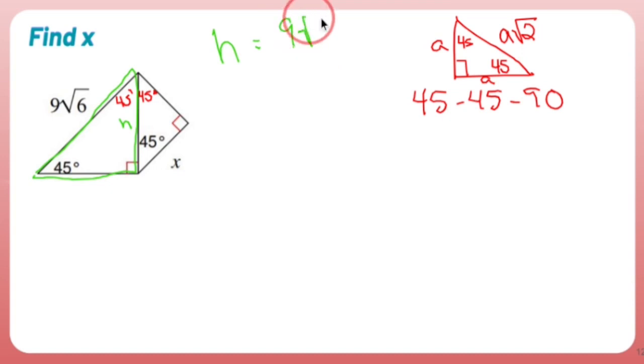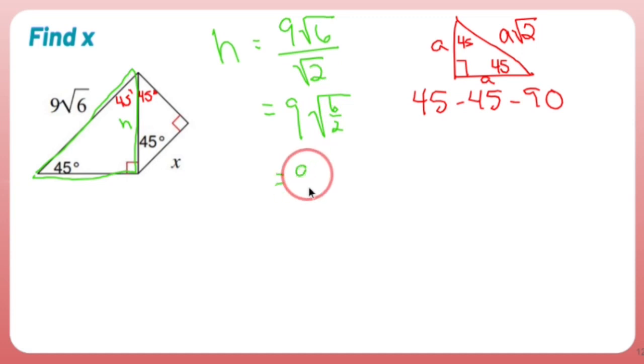So my hypotenuse is 9 root 6. I'm going to divide by root 2. Now, when you do a square root divided by a square root, I can take this 9 here and shove it off to the side and put both of these numbers inside the same square root. What that gives me is 9 times the square root of 6 divided by 2, 3. So this value right here, that h, is 9 root 3. For funsies, this is also 9 root 3, but it doesn't really help us.